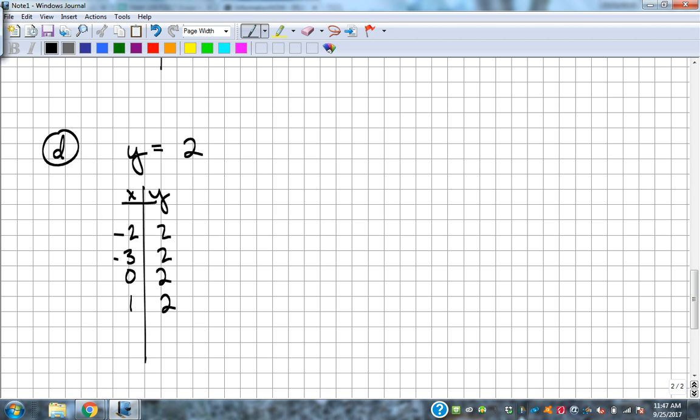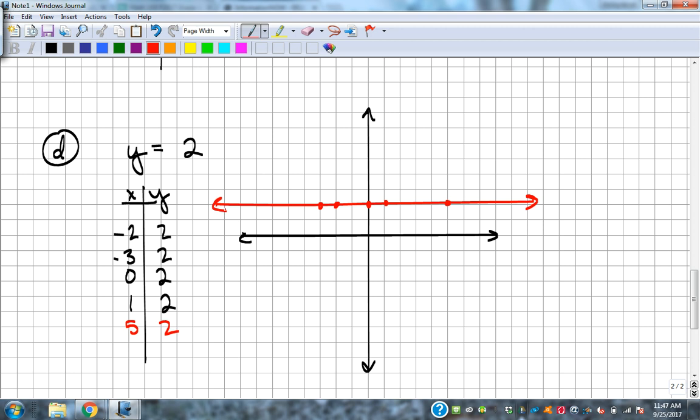So when I go look at the graph of that, if I plotted those points that I picked here, (-2, 2), (-3, 2), (0, 2), (1, 2), (5, 2), all of those are making this horizontal line at y equals 2. I do not expect you to make a table for these that are y equals a number. Memorize the fact that if it's y equals a number, no x in the problem, it's horizontal at that number. So you just go to 2 on the y-axis and put a horizontal line across.